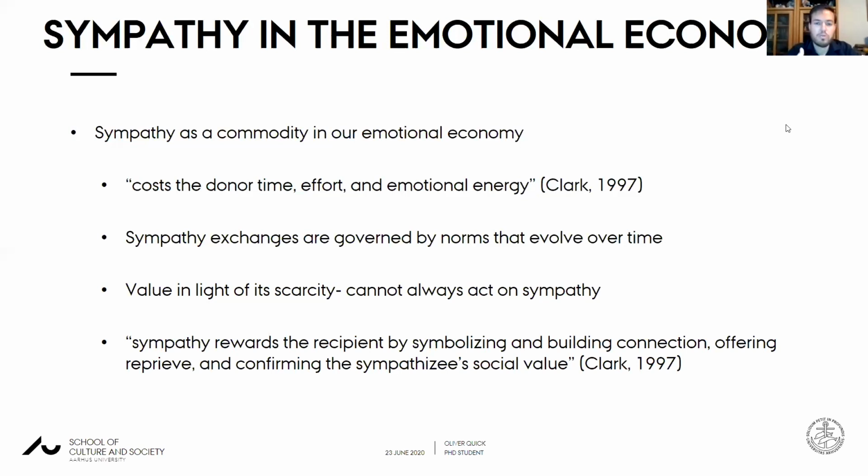And sympathy rewards the recipient by symbolizing and building connection, offering reprieve, and confirming the sympathizee's social value. This last point about social value is very big in Clark's theory. And she also ties sympathizing to ascriptions of moral value. And that's something very similar to Adam Smith. He also ties sympathy to social and moral value. And in fact, sympathy is sort of a form of moral judgment for him, or tightly related to moral judgment. I won't be going into those aspects of the theory. What I pick up on here is this fact that sympathy symbolizes and builds connections. And that's exactly the sort of thing we'll need from our robots if we want them to have any sort of meaningful interactions with us over time. They need to build a connection.